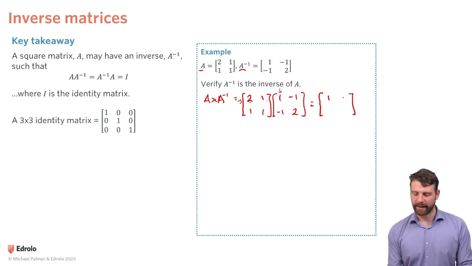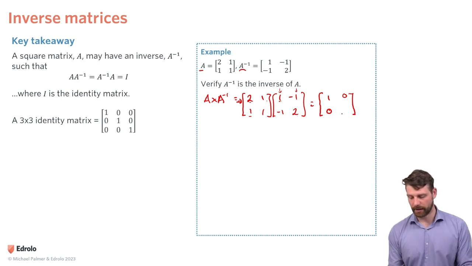Okay, now I need the next position. I need to do row 1, column 2. And so that's 2 times negative 1 is negative 2, plus 1 times 2 is positive 2. So negative 2 plus 2 is going to give me 0. Almost the same thing's going to happen here. I need this position in row 2, column 1. That's going to be 1 times 1 plus 1 times negative 1, which is negative 1. So 1 minus 1 is going to be 0.